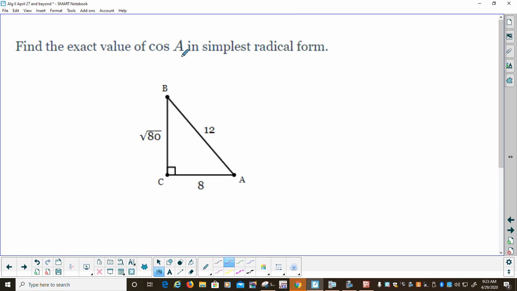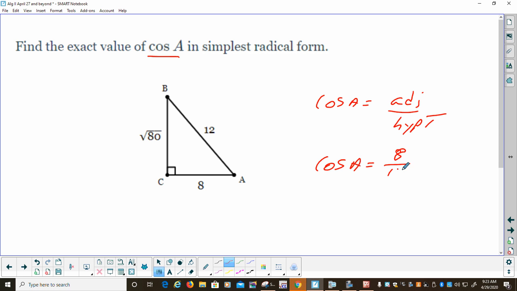In this one, it says find the exact value of the cosine of A. So no decimals. You don't type it in your calculator and get a decimal. Cosine of A. So you're going to stand on A, cosine. Cosine of A is going to be your adjacent side over your hypotenuse. So the cosine of A is equal to adjacent over hypotenuse. Notice it doesn't have a radical, but you just reduce the fraction. So there's a 4 in those, so would that be 2/3? And you're done. So when they say simplest radical form, don't get tricked. The answer doesn't have to have a radical.